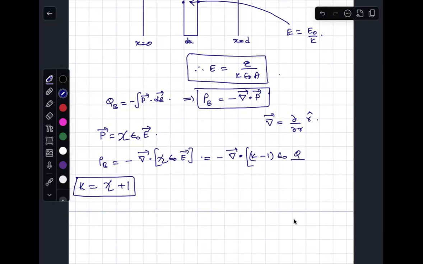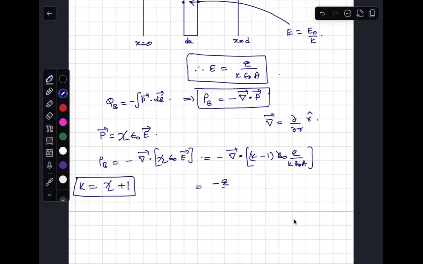Q by, just now I have given, no? Somewhere I have written Q by K epsilon naught A. By the way, epsilon gets cancelled. And finally, what you will have is simply, Q is also a constant.